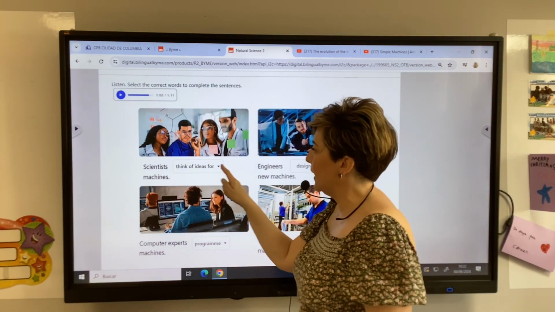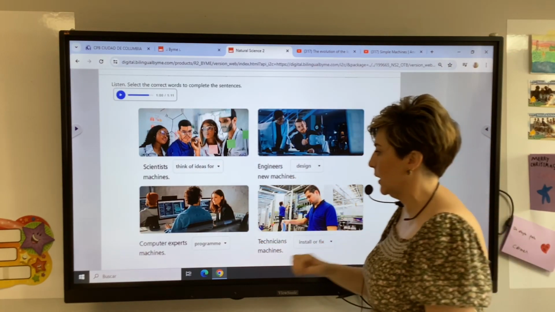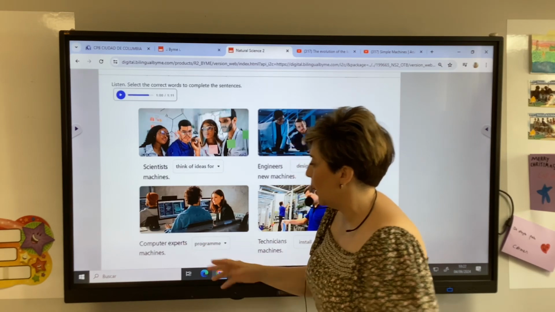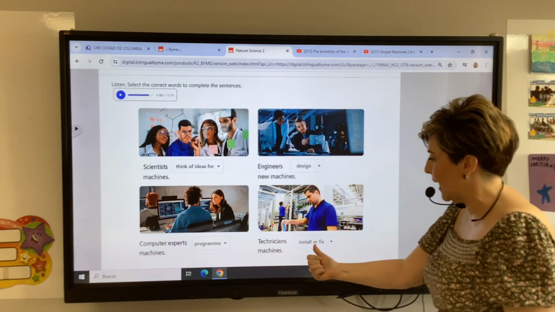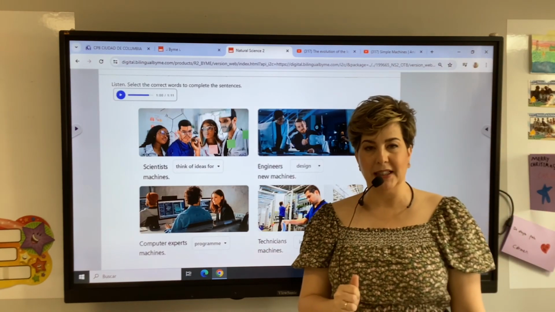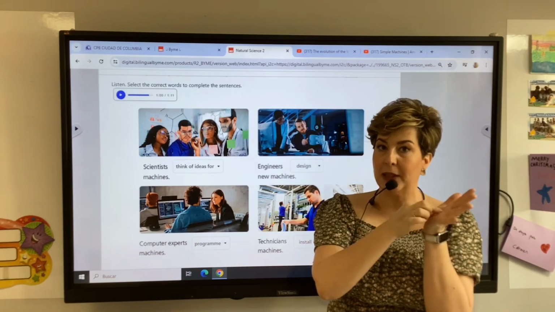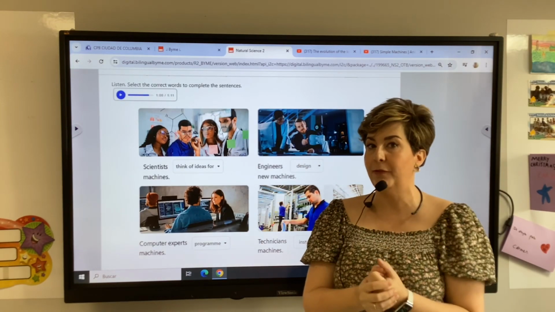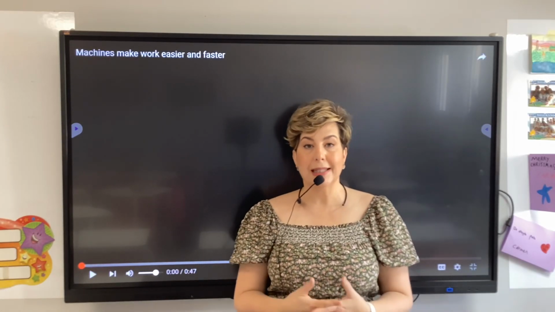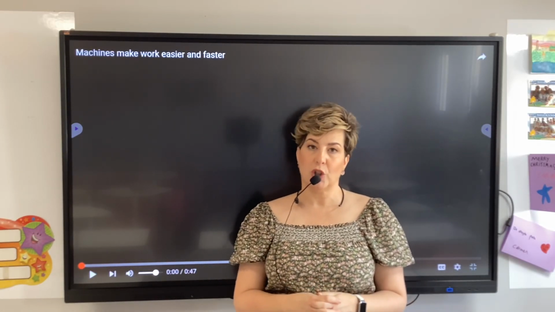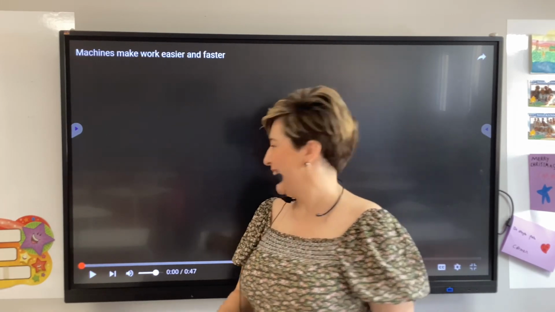Scientists think of ideas for machines, engineers design new machines, computer experts program machines, and technicians install or fix machines. Okay? These little words, jobs, and definitions you should remember for the test. To finish Unit 6, we are going to watch the unit review. Let's watch it and we finish.